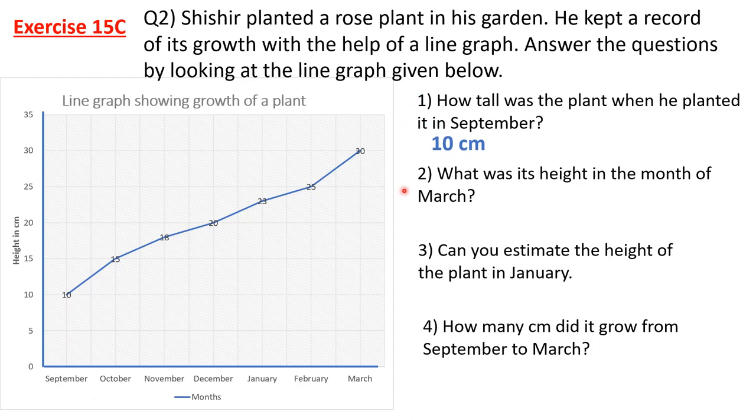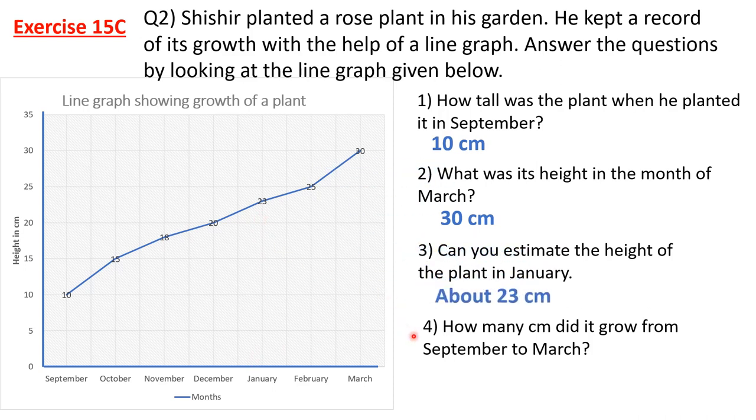Question 2. What was its height in the month of March? In the month of March, its height was 30 centimeters. Can you estimate the height of the plant in January? In January, its height was about 23 centimeters.